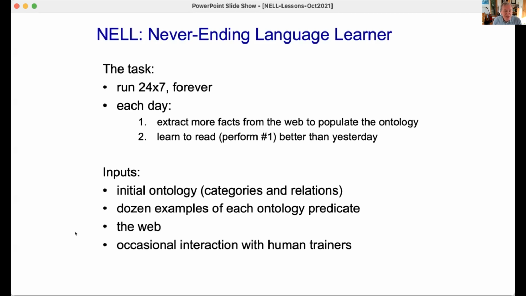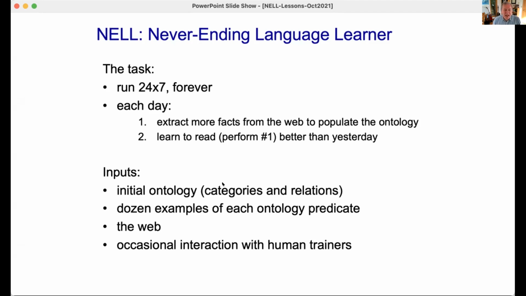To do this, the inputs to the system were an initial ontology that defined categories and relations of interest. For example, people, beverages, emotions, buildings could be categories of interest. Relations might be person works at company, or this type of clothing is worn with this type of clothing, and so forth.